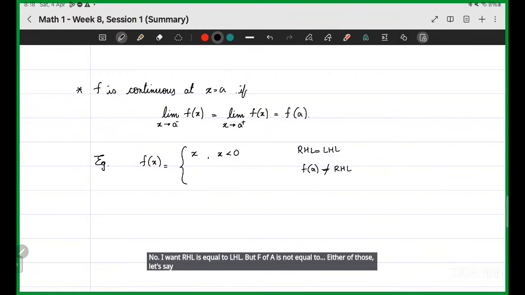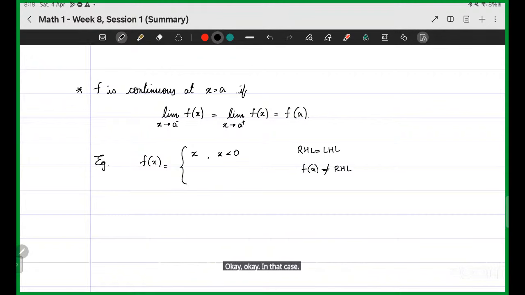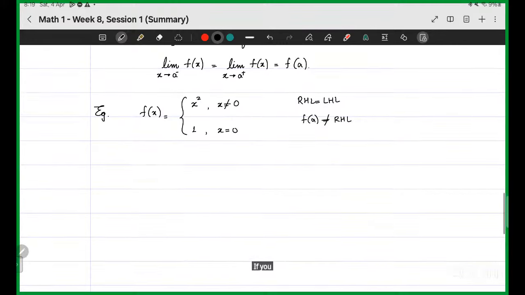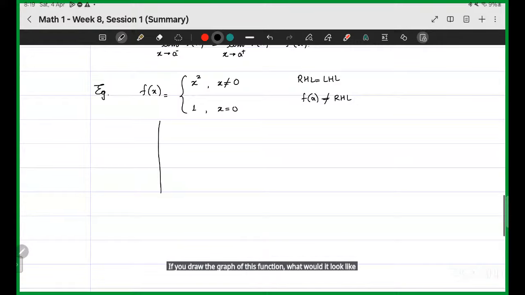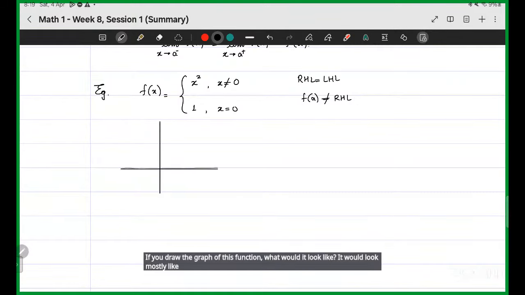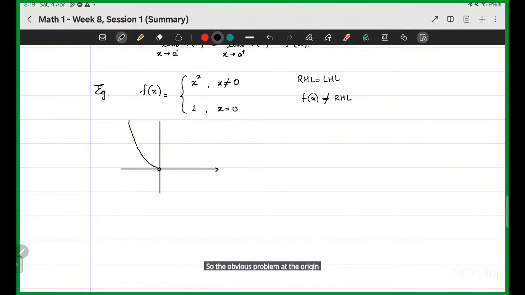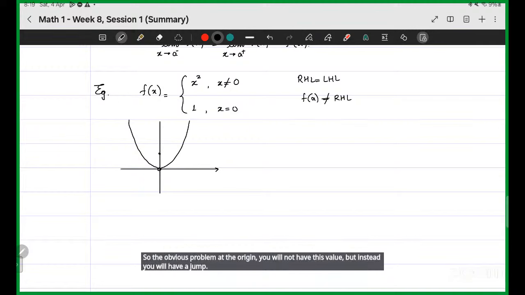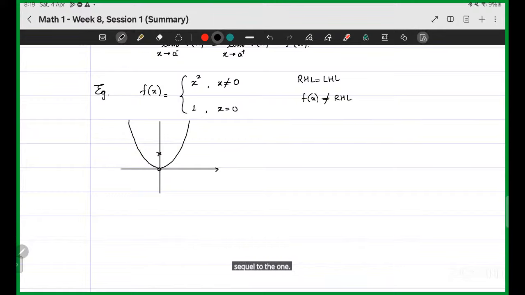Okay. In that case, sir, you can take x square when x is not equal to 0, and x square plus some non-zero value when x is equal to 0. If you draw the graph of this function, what would it look like? It would look mostly like f of x is equal to x square. So the obvious problem at the origin, you will not have this value, but instead you will have a jump equal to 1. So clearly this is not continuous, but the function approaches the 0.